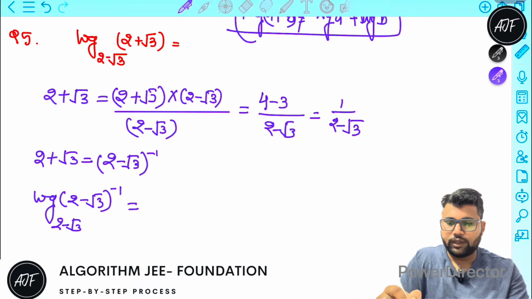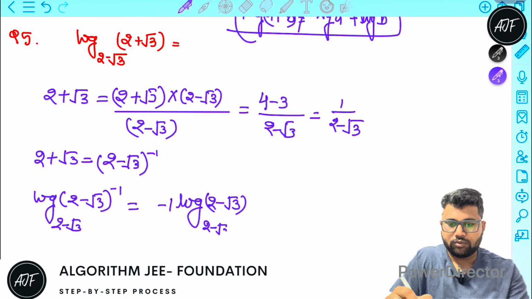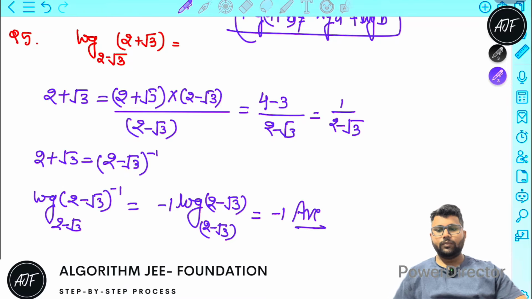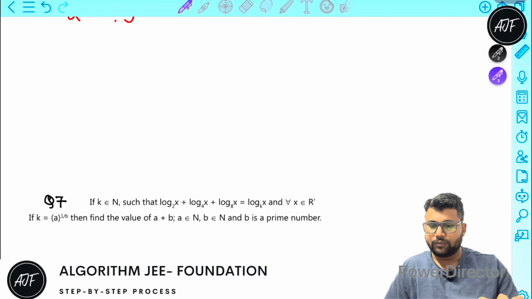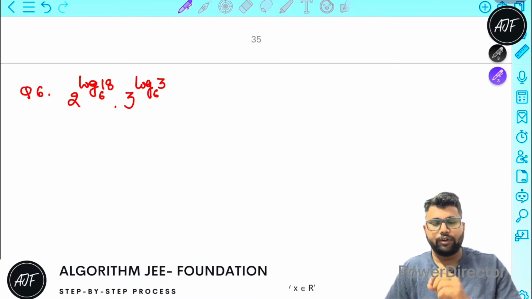So now minus 1 shifting to this side, then its base is the same. So the base is the same, meaning the direct answer is minus 1, because this one is only 1. Okay, so two more questions are remaining, so we will discuss one more question.